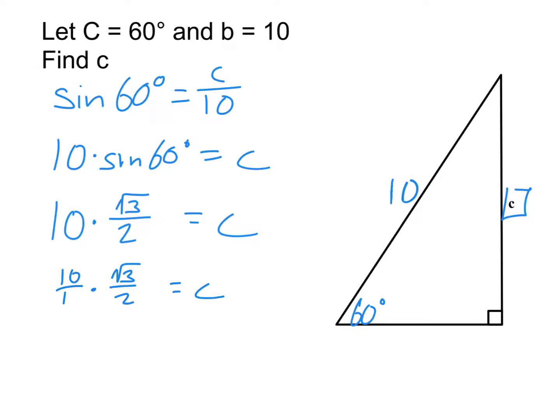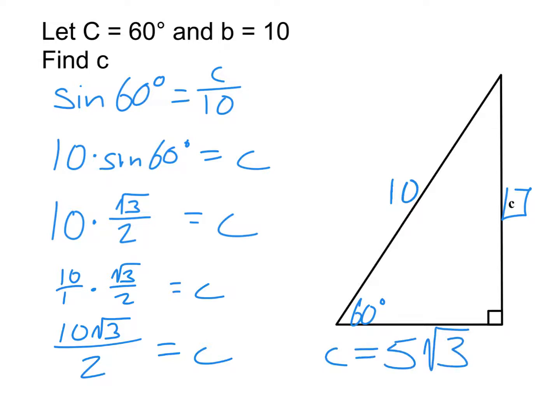Then we multiply straight across the top, which gives me 10 root 3. Multiply straight across the bottom. That gives me 2. Can that fraction reduce? Yes, it can. Notice the 10 and the 2, I can divide both of them by 2. So C just ends up equaling 5 root 3. And notice we've also been able to give our answer as an exact value. We aren't having to rely on our calculator to give us some rounded answer. This is actually the exact value.